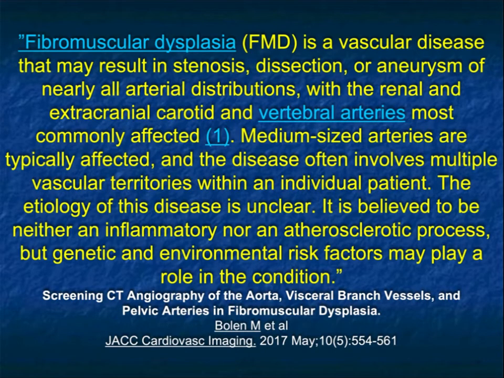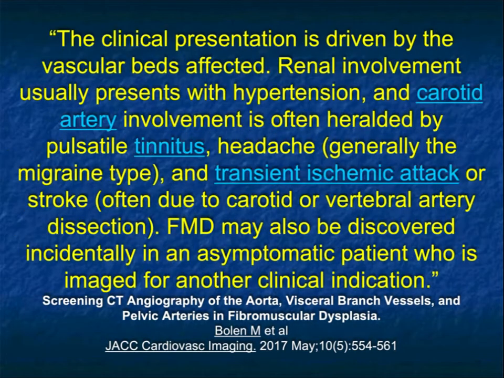When we look for FMD, often we will scan from the neck down. Typically, the neuro people are reading the neck, but I always look carefully at the subclavian and left vertebral. And then you'll scan down the length of the thoracic and abdominal aorta. Medium-sized arteries are typically affected, and disease often involves multiple vascular territories in a single patient. The etiology of this disease is unclear. It is believed to be neither an inflammatory nor an atherosclerotic process, but genetic and environmental risk factors may play an important role in this article by Bolin.